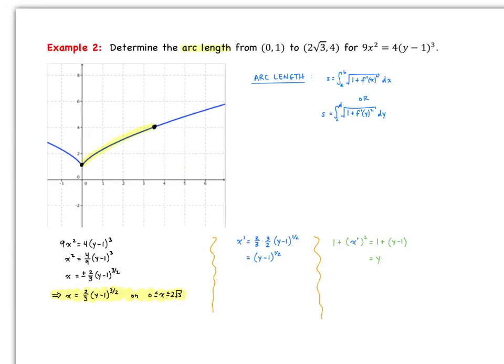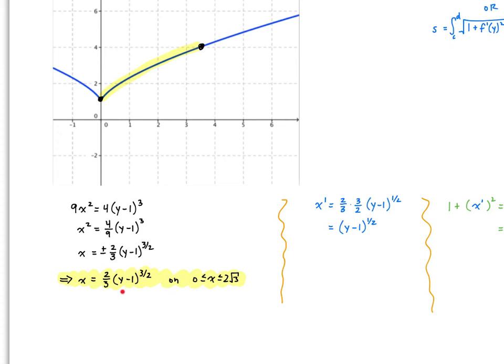So the first thing I did was I looked at our equation, 9x squared equals 4 times the quantity y minus 1 cubed, and I thought it was going to be easier to solve for x, okay? So divided by 9, took the square root of both sides. When you take the square root, we do get that plus or minus. But we're just strictly looking on the interval from 0 to 2 root 3 for our x values. So we're going to focus on the positive version of x here. All right, so our x is really equal to 2/3 times y minus 1 to the 3/2 on our interval.